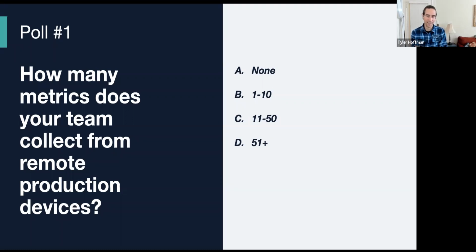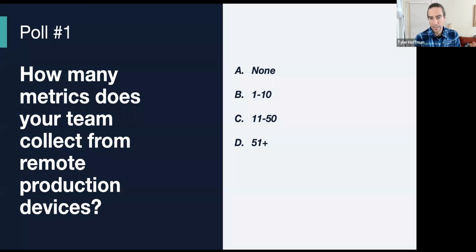I'm hoping to see the 51 plus is my favorite realm here. All right, I have about half the people. I'll wait a few more seconds and then I will hopefully be able to share the results. All right, I'm going to click end.